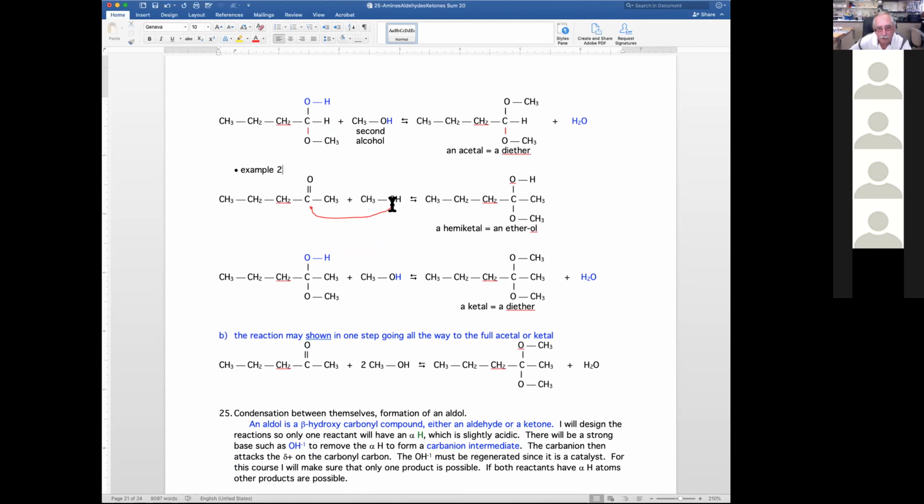So anyway, here's example 2. So this is going to attack there. That's going to make that new bond right there. I have an etherol. Here's that same bond again. Now if I bring in the second alcohol, what's it going to do? It's going to go right there to form my diether.